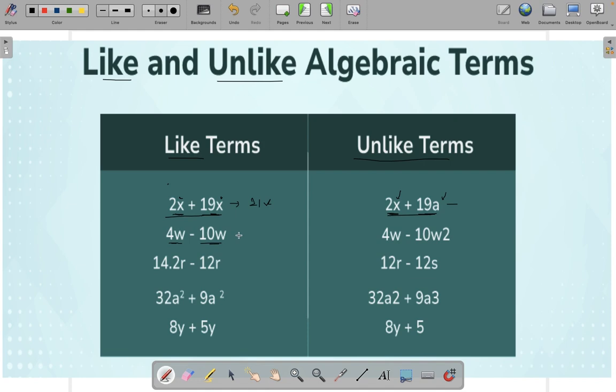Another question, we have 4w minus 10w, right? These are also like terms because they have the same variable, w and w. So how to subtract them? We just subtract the constant terms. So 4 minus 10 is minus 6, right? So we have minus 6 here, and then we just write the variable, so we'll write w. Okay, so this is how we perform addition or subtraction on like terms.